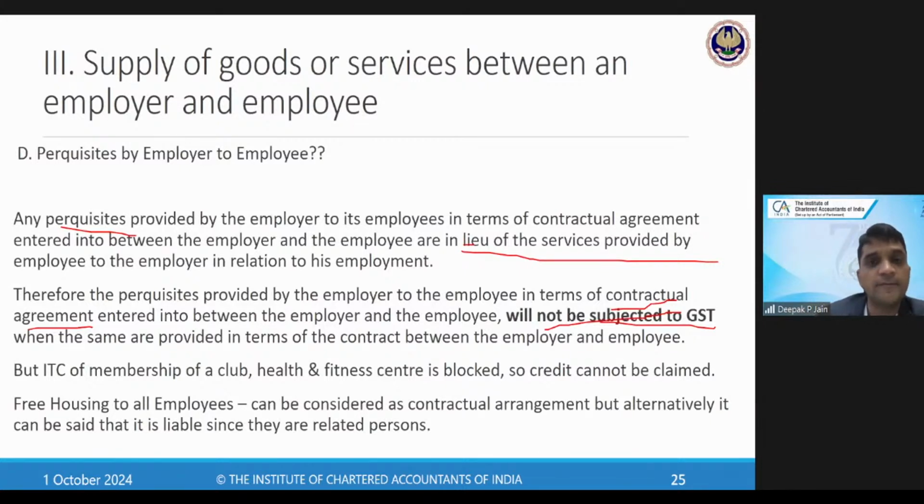Okay, so that is on the employer and employee relationship. In what cases do perquisites become taxable? If any gifts are given, sir, any perquisites given are considered a part of salary. No GST on perquisites. But apart from perquisites, if they give any gifts, on those gifts above 50,000 rupees, liable to GST. Simple, sir.